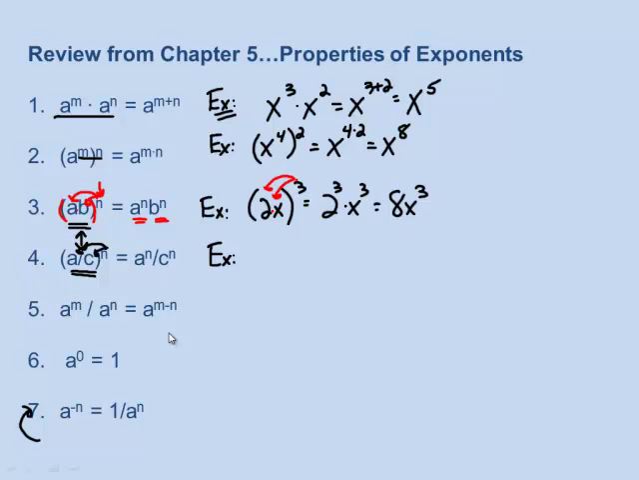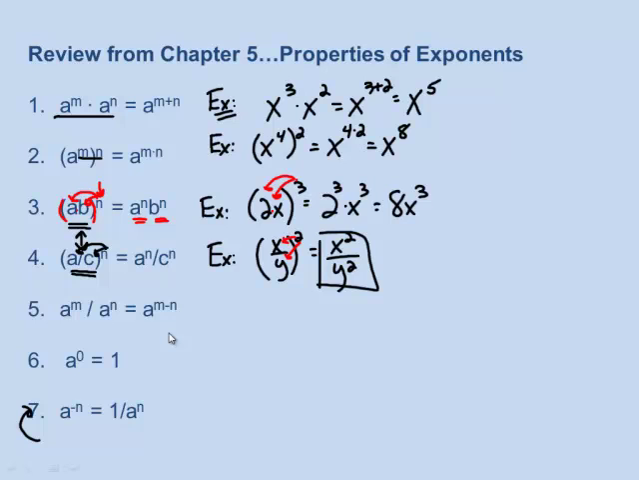So for example, let's say you were asked to simplify x divided by y, quantity squared. You can break that power out to each of those factors individually, which gives you x squared divided by y squared, and in this case that is your simplified form.